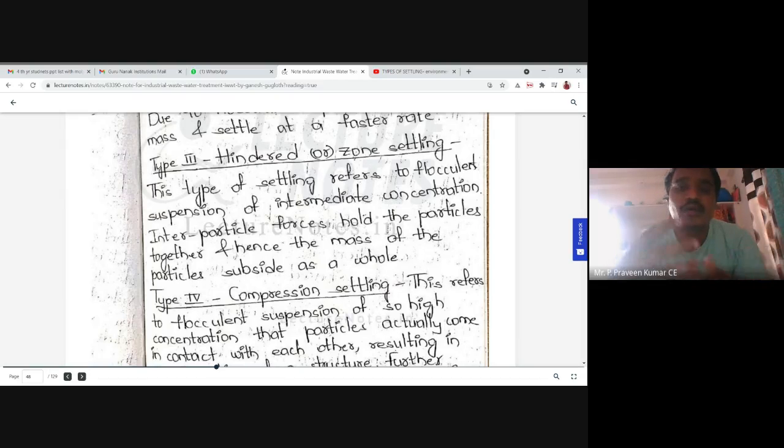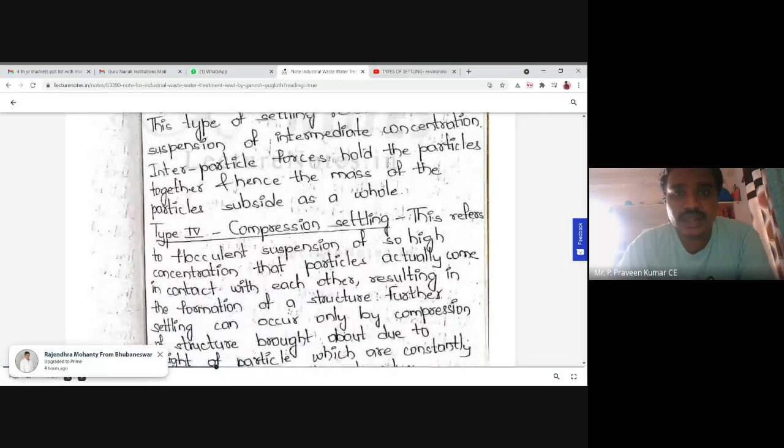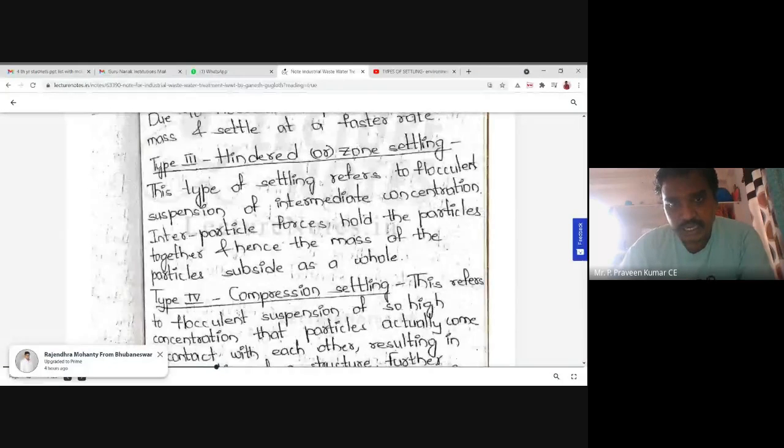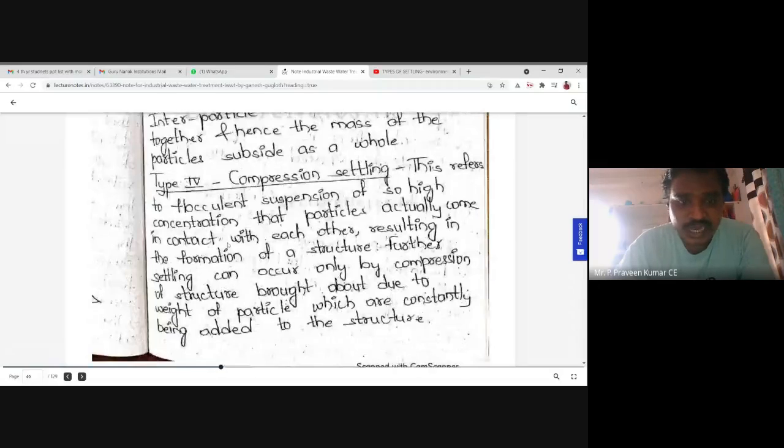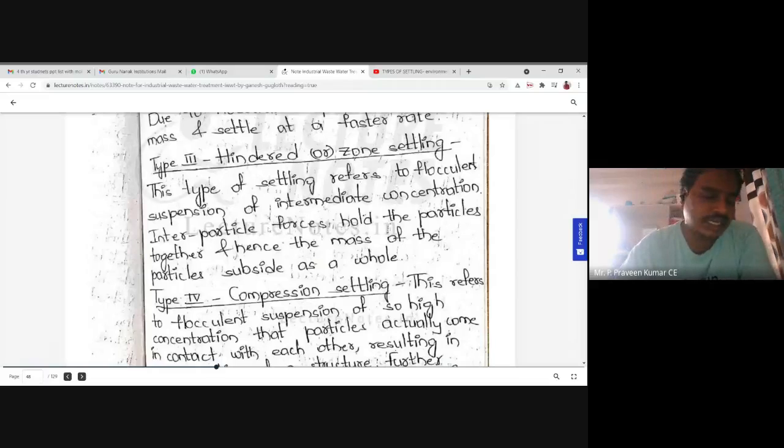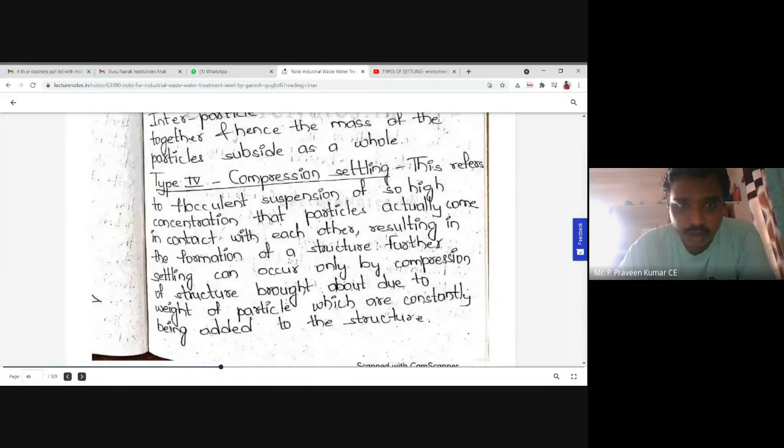That means a group of particles are concentrated with other particles, and it will be made into one particle. Then automatically the size and shape of the particle will be increased, the mass of the particle will be increased, and then automatically the specific gravity of that particle will be increased. Then it is very easy to settle at the bottom of the sedimentation tank. So that's why type 3 and type 4 can be seen mostly in the secondary process, as well as in the primary sedimentation process. Now coming to type 4, compression settling.